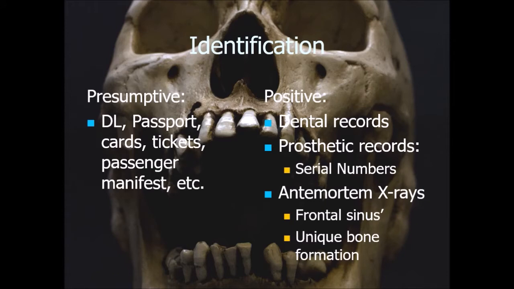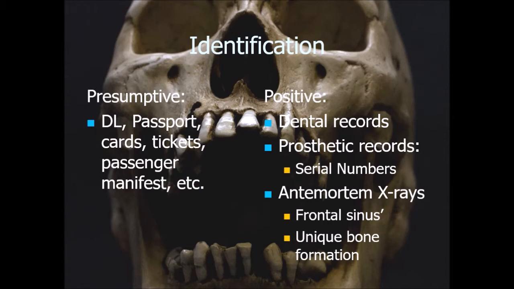Identification comes in a lot of different ways. There's presumptive ID and there's positive ID. You've all heard of things like positive ID: dental records, prosthetics, which is like a fake arm or fake limb or even a plate or something else that's put into the body that isn't natural. X-rays that were taken before death, antemortem X-rays, things like the frontal sinuses and unique bone formations, as well as any abnormalities. Then there's something called presumptive ID, where we think we know who we've got.